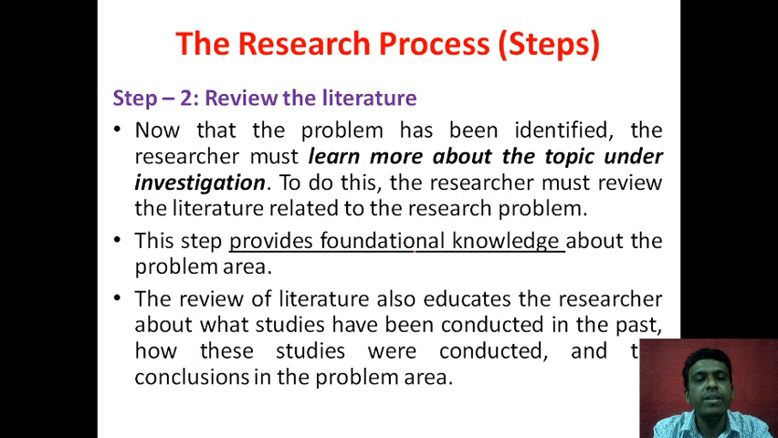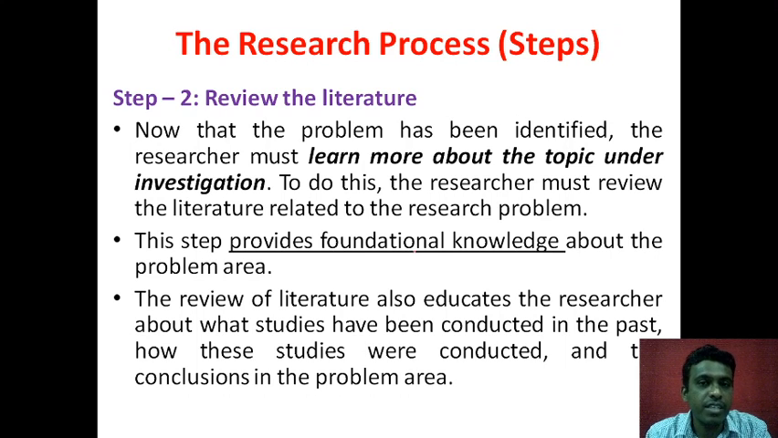Step number 2 is reviewing of literature. Now what do you mean by review of literature? Literature is basically some knowledge which has been written or recorded by someone else earlier. So now that the problem has been identified, what is the problem or what is the opportunity, the researcher must learn more about the problem, why the problem exists. Someone might have done a similar kind of a research on the same topic earlier.